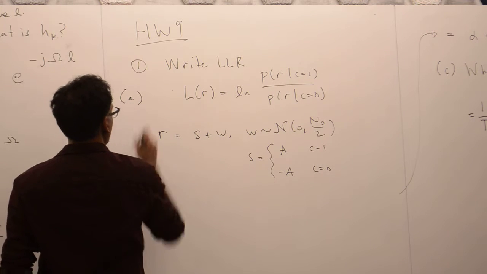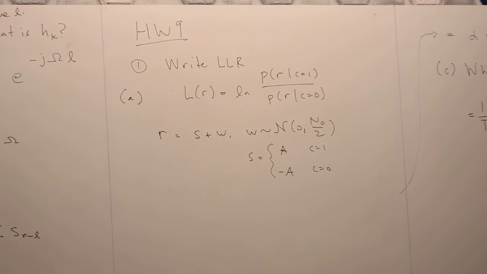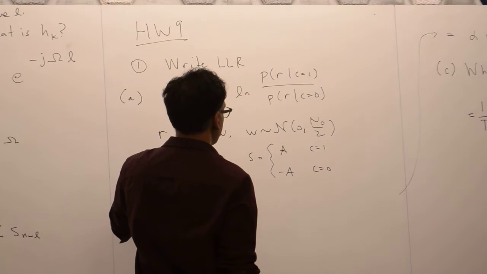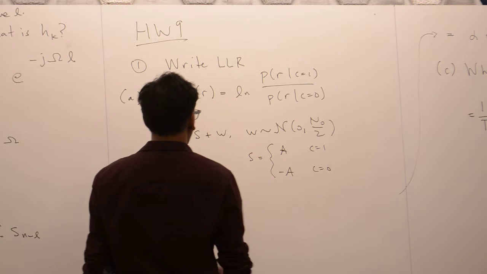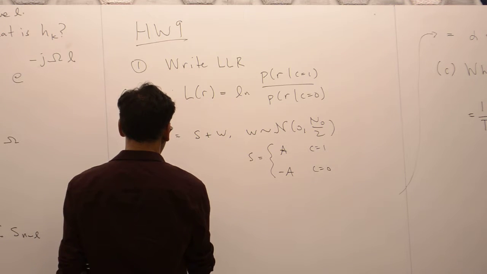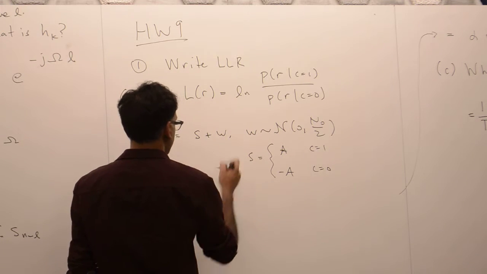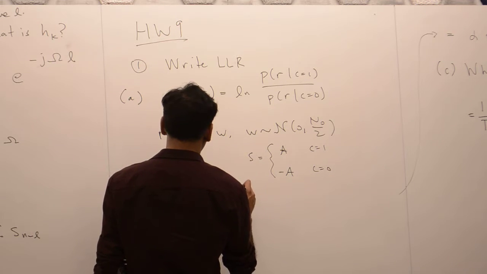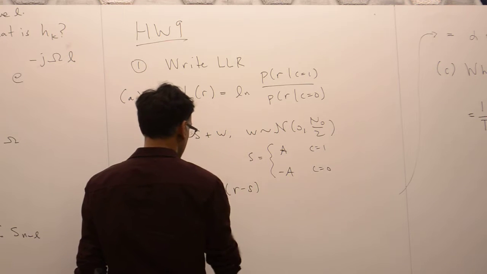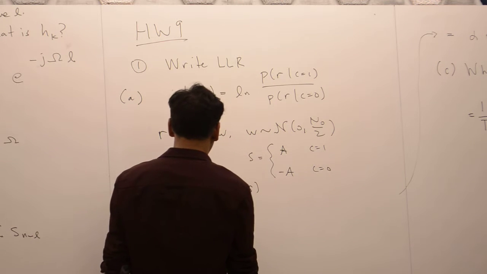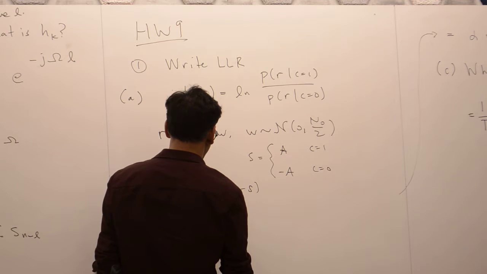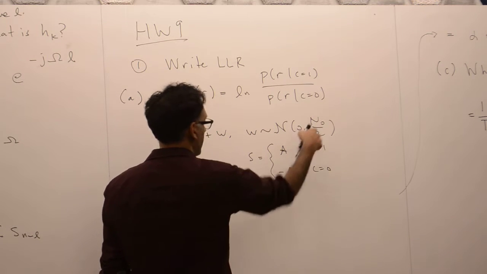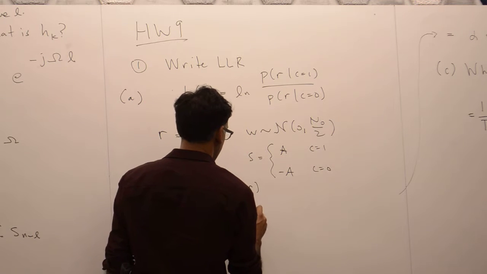So what you do for the log likelihood ratio, you first write P of R given C equals 1, P of R given C equals 0. So P of R given S. This is just an additive channel, so this will just be the density of the noise at R minus S. This is Gaussian, so this will be 1 over root pi n0, because it's n0 over 2, E.